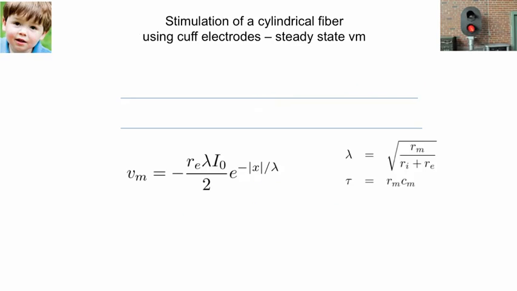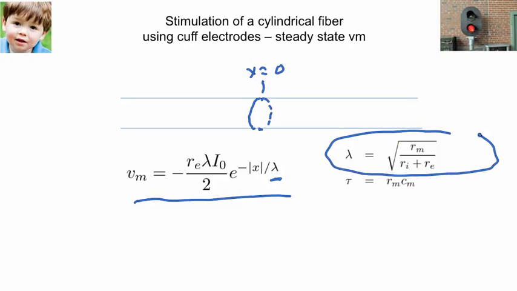If we solve this situation mathematically and say, what are the voltages that are produced by my cuff electrode? So here's the cuff electrode. Here's this point where the electrode is, that's x equals 0. What are the voltages that are produced? They go according to the equation shown, where lambda is the space constant. That combination of constants is called the space constant.